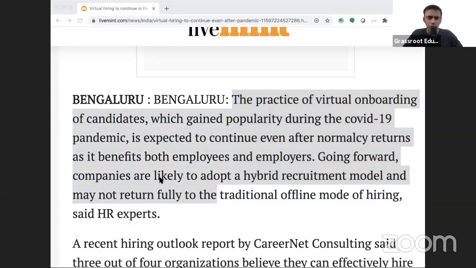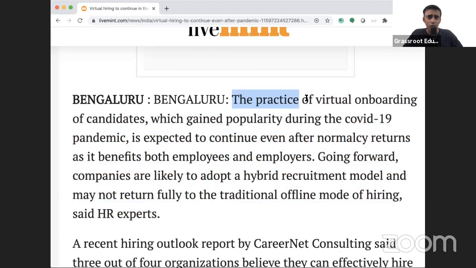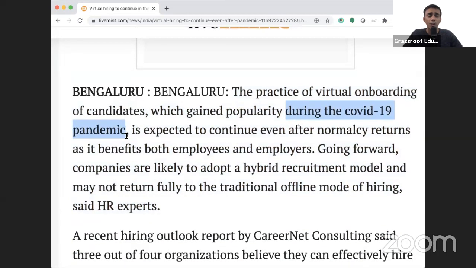Okay, let's begin. The practice of virtual onboarding. Now you have to repeat after me. The practice of virtual onboarding of candidates which gained popularity, during the COVID-19 pandemic. Don't say "pandemic." A lot of students say that.